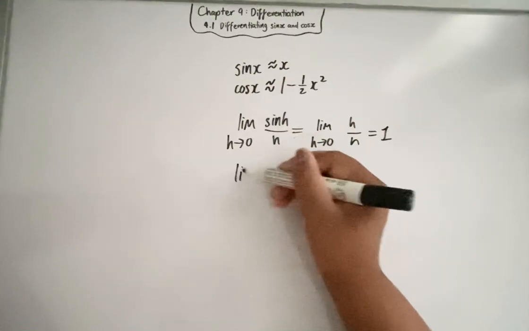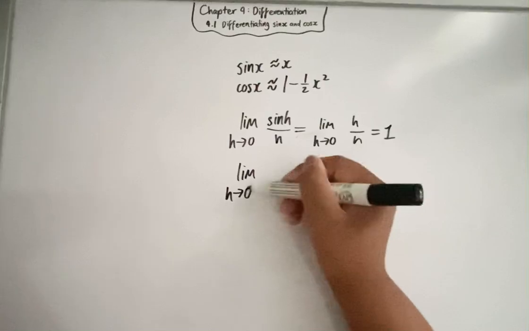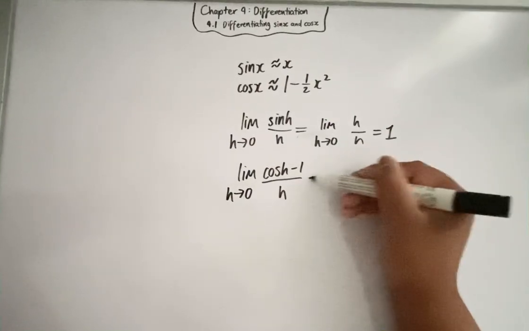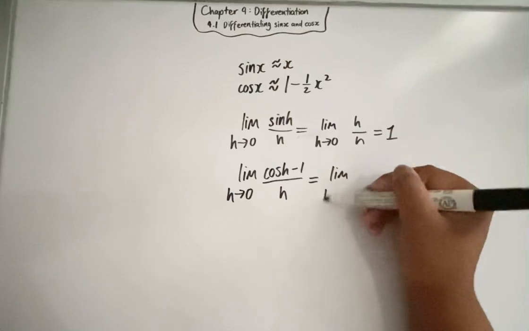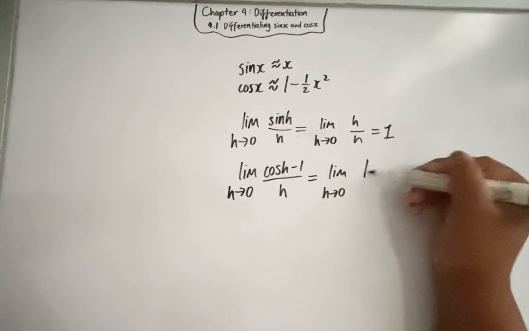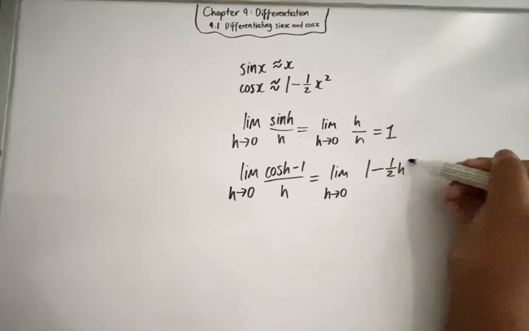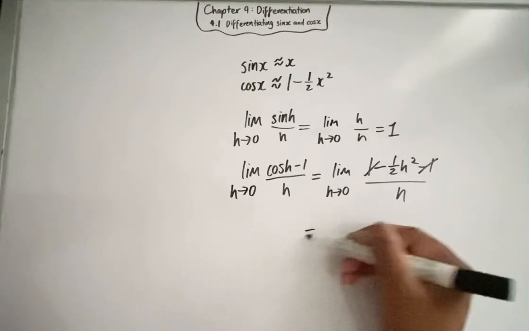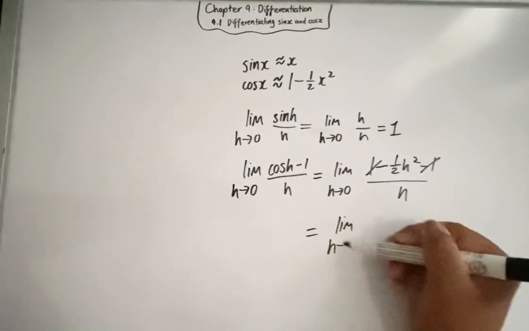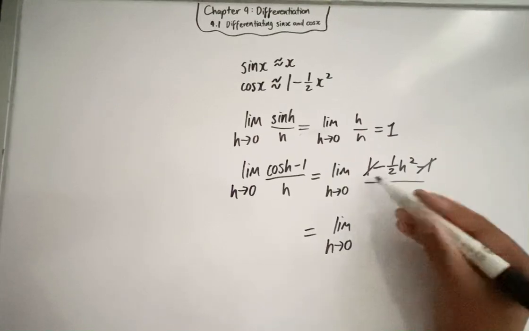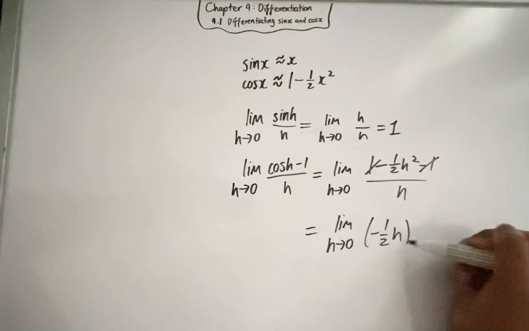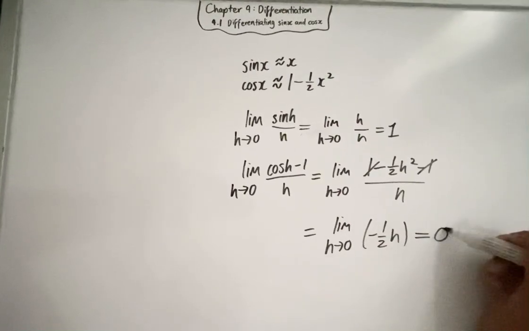It also means that the limit, as h tends to 0, of cos h minus 1 over h is equal to the limit, as h tends to 0, of 1 minus a half h squared minus 1 over h. The ones will cancel, and we get the limit, as h tends to 0, of minus a half h squared over h, which is minus a half h, and as h tends to 0, we get 0.